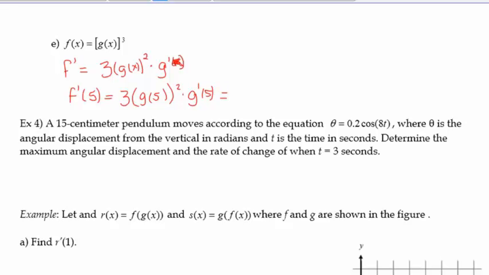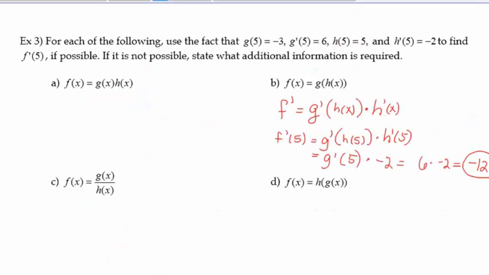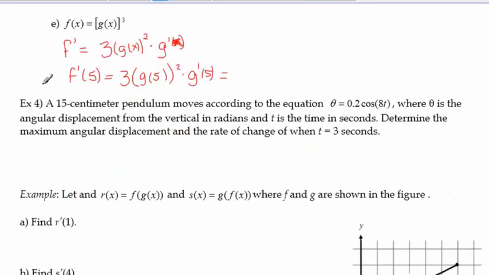And let's see, what was g of 5? I don't remember. G of 5 is negative 3, g prime of 5 is 6. So 3 times negative 3 squared times 6 is going to be 54. No, not 54. 3 times 3 squared is 27, pardon me. 27 times 6 is, well, 27 times 3 is 81, times 2 is 162.